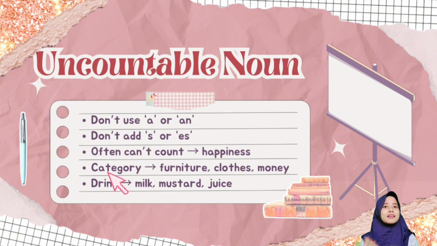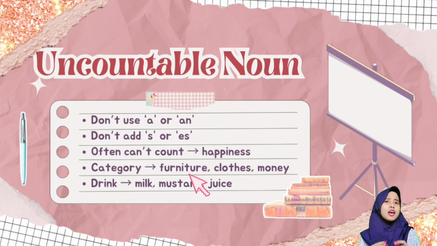Next is the category of countable noun. For example, furniture. Furniture is an uncountable noun. In English, you don't count furniture. So, you will not add a, an, s, or es. For example, I have furniture at my house. I do not say I have a furniture. Not in English. You can't do that. You can say I have furniture.